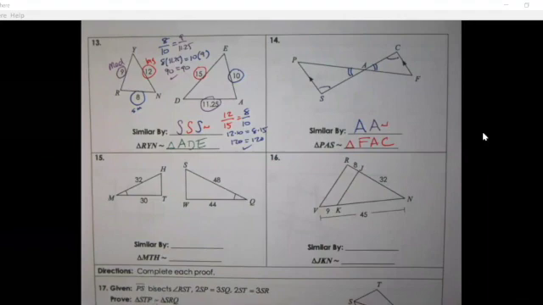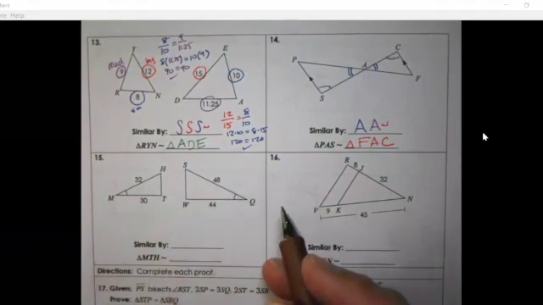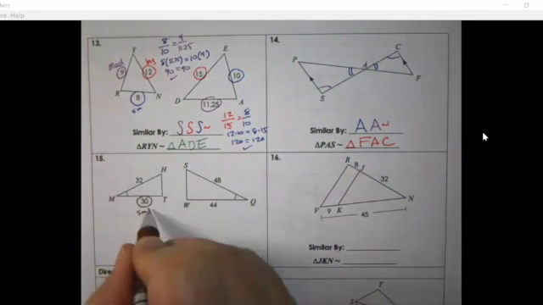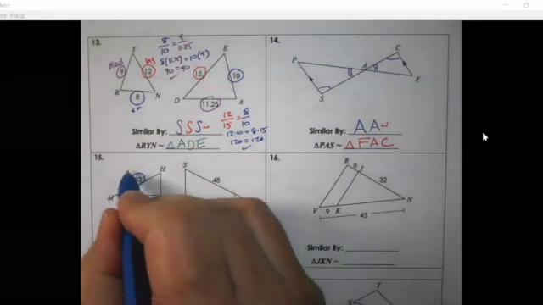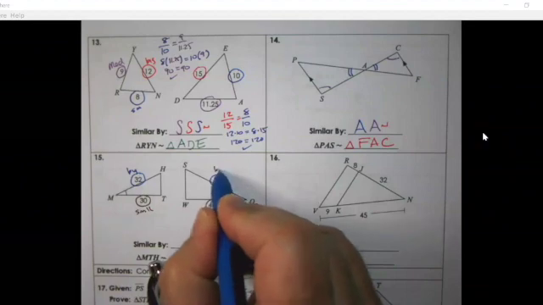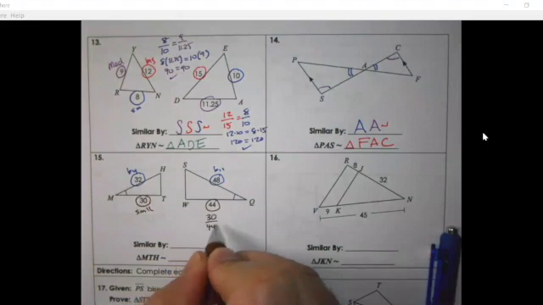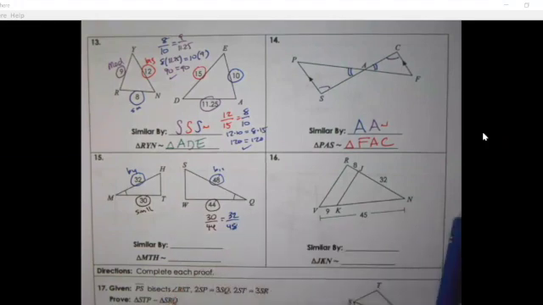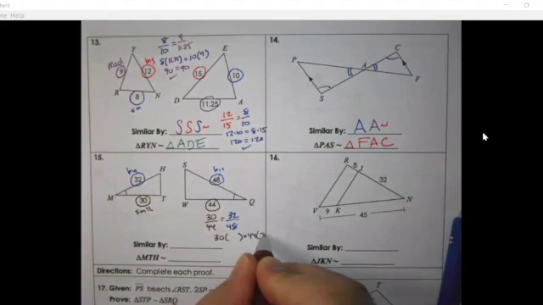So that would be FAC. Okay, number 15. Well, we've got an angle pair, and now we've got 2 sides. So it looks like it's leading towards SAS. I'll take the smaller one of these and the smaller one of these. Those should match up, and the bigger should match up. So let's see. 30 is to 44 as 32 is to 48. So we should see that 30 times 48 equals 44 times 32.